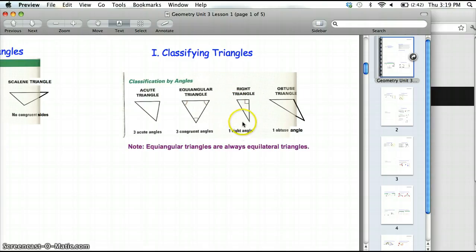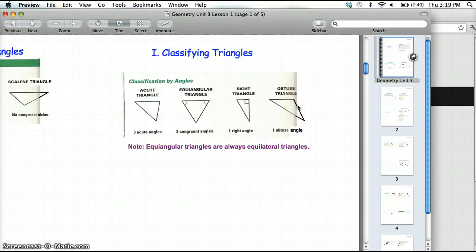Here we have a right triangle because it has a right angle, which means that one of the angles in the triangle measures 90 degrees. And lastly, we have an obtuse triangle, which means it has an angle that is larger than 90 degrees.